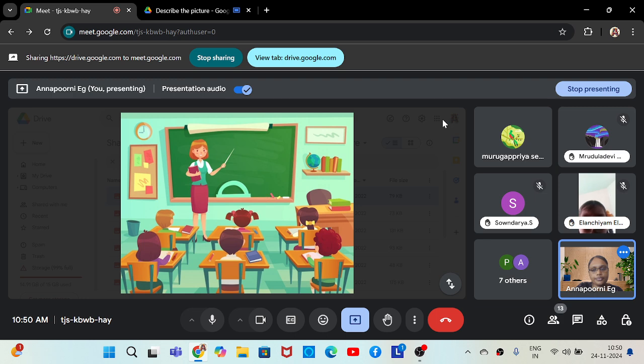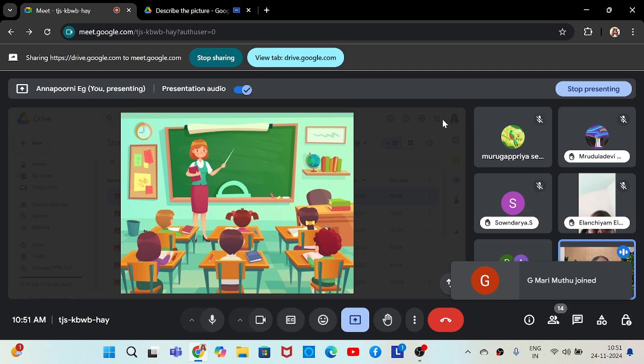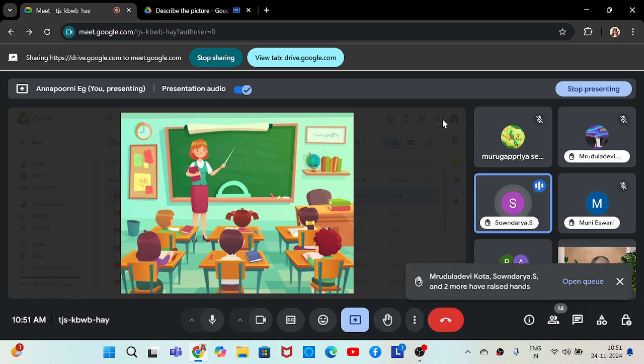That's all. Okay. So one more person can describe this picture. Who is willing to do? Ma'am, can I? Yes, Soundarya, go ahead. There are six students, of which three are boys and three are girls. There is a big green board in the middle of the classroom. In front of that, a teacher is taking a class, which is based on geometry, and the students are taking their geometrical equipment to draw geometry.